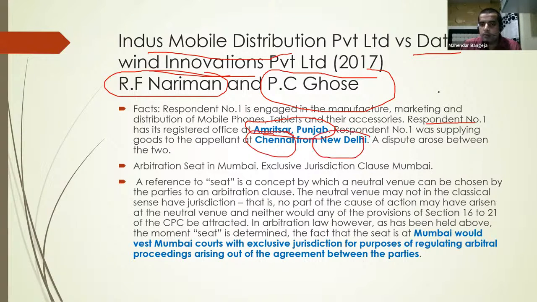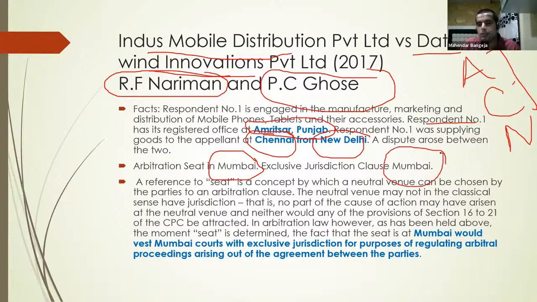तो डिफेंडेंट अमृतसर में तो पहला प्लेस हो गया अमृतसर, दूसरा प्लेस हो गया चेन्नई. कॉज ऑफ एक्शन कहाँ अराइज हुआ? चेन्नई. एंड फिर तीसरा प्लेस हुआ जहाँ कॉज ऑफ एक्शन अराइज हुआ न्यू दिल्ली, क्योंकि थ्रू जा रहे थे ना. सो दीज 3 कोर्ट्स हैव जुरिस्डिक्शन. पर उनका जो आर्बिट्रेशन का सीट था दैट वाज इन मुंबई फॉर सम रीजन, and the exclusive jurisdiction clause said that only Mumbai courts will have jurisdiction.